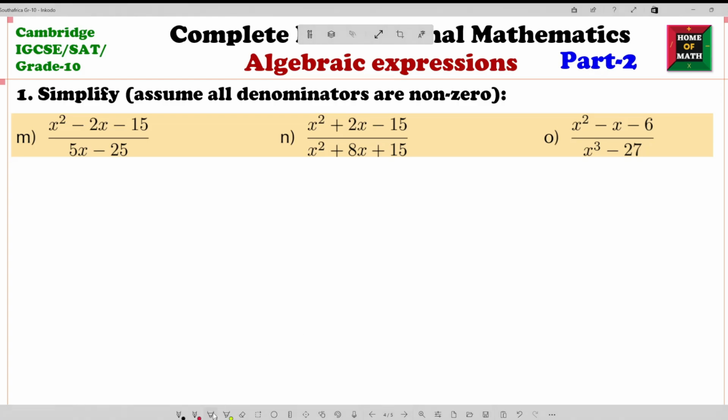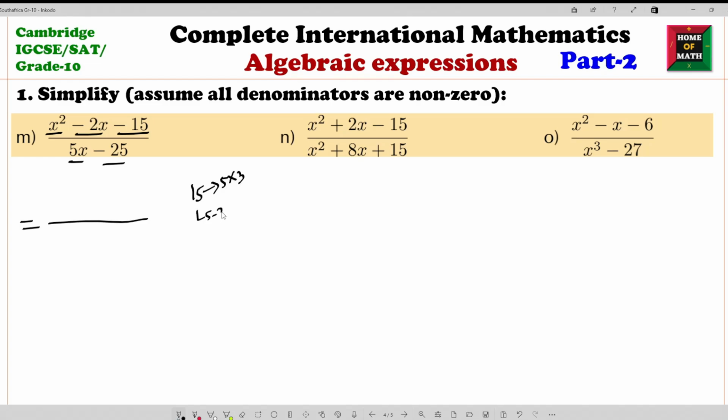Number M, we will simplify this fraction. In the numerator x square minus 2x minus 15, divided by 5x minus 25. First we will factorize x square minus 2x minus 15. So 15 means 5 times 3, and 5 minus 3 means 2.